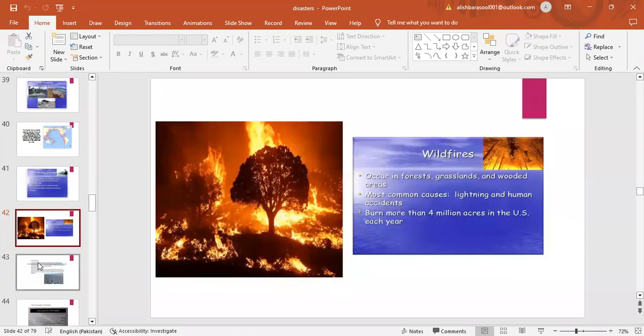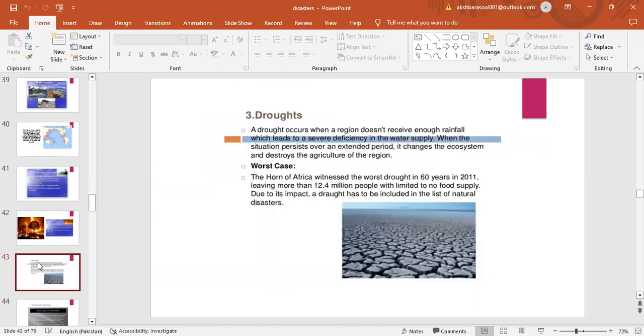Wildfires occur in forests, grasslands, and wooded areas. The most common causes are lightning and human accidents. They burn more than 4 million acres in the US each year.